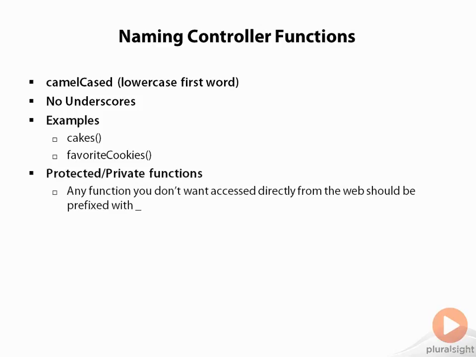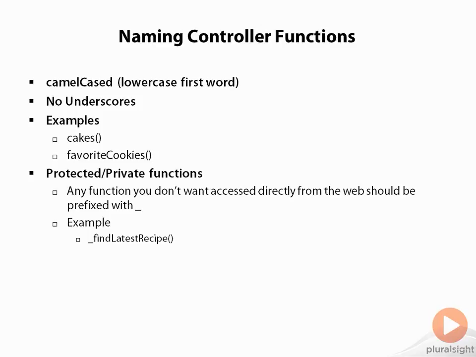In our controllers, we sometimes need the ability to have extra functions that aren't accessed from the outside world. In this case, we would preface those functions with an underscore. So for example, we would have underscore findLatestRecipe. You'll notice that we still keep the camel case with a lowercase first word.